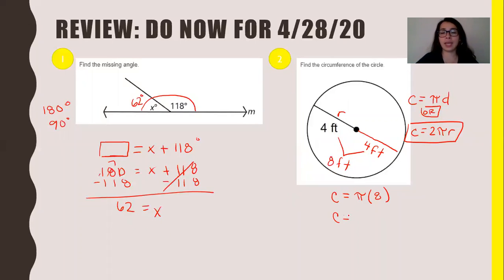If I type that into a calculator, or my phone's calculator, I type in pi as 3.14 and multiply that by 8, and that's equal to 25.12 feet. Make sure to include the unit. As a reminder, circumference is the length or the distance around the circle.